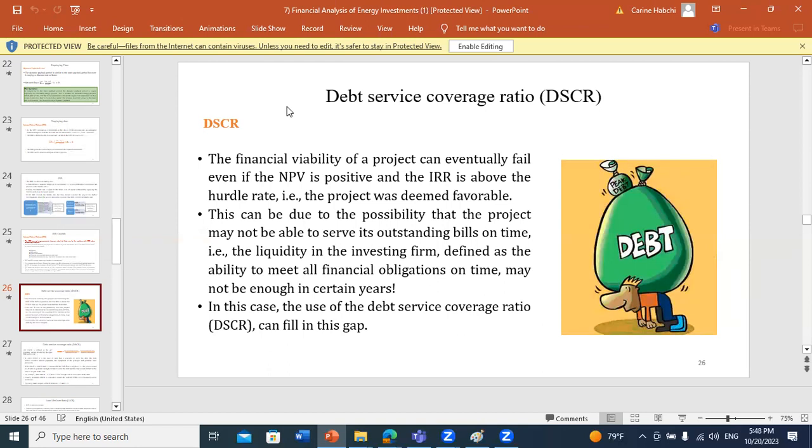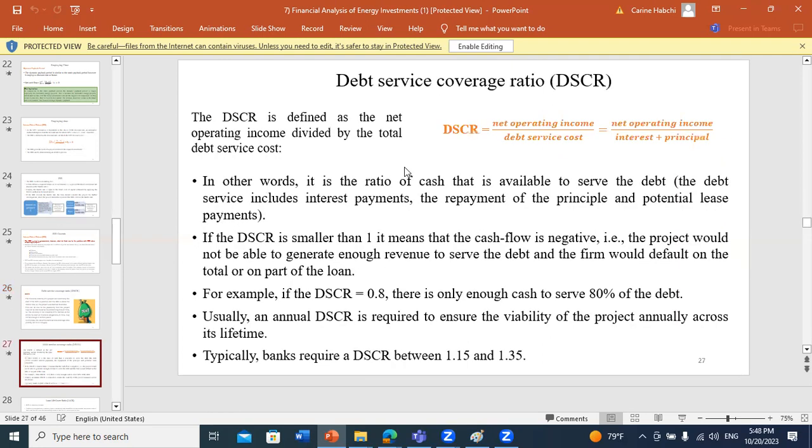So this is why we calculate what is called the debt service coverage ratio. And this ratio is simply calculated as follows. It is the net operating income over the debt service cost. So for each year, when you do the financial analysis, you can calculate the net income, which represents, if you want, the net present value at a certain year. In the calculation of IRR, you are just interested in the net present value at the end of lifetime.